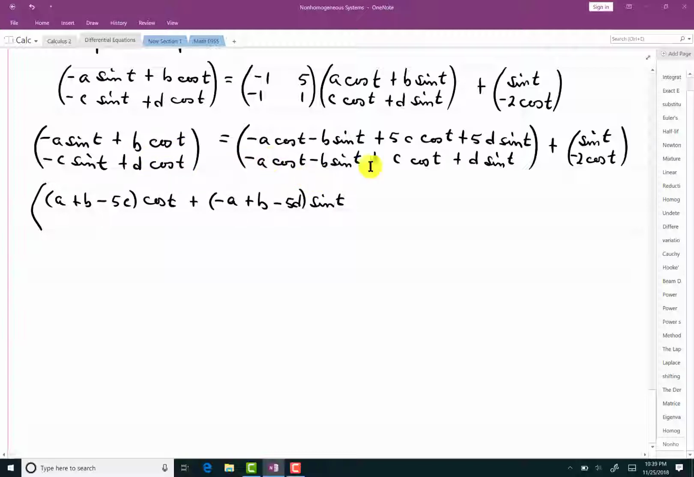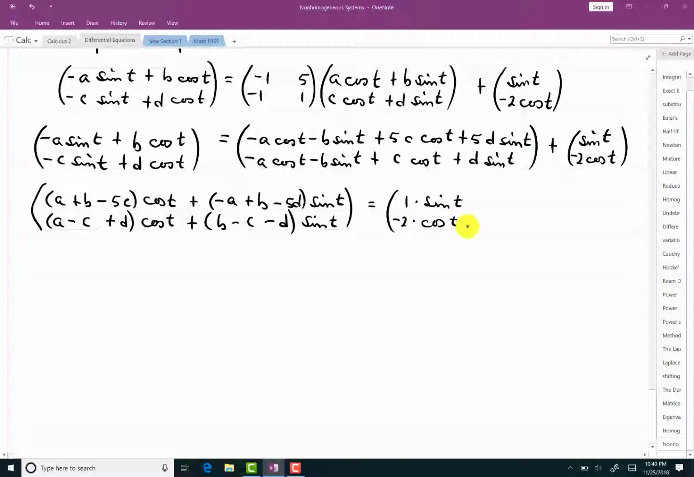I'll do the same thing here. I'll have a positive a again, but a negative c. So I have an a minus c plus d cosine of t. And then for the sine part, I'll have a positive b minus c minus d. And that will equal 1 times sine of t, negative 2 times cosine of t.